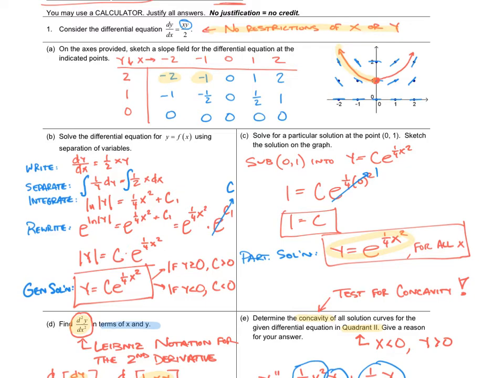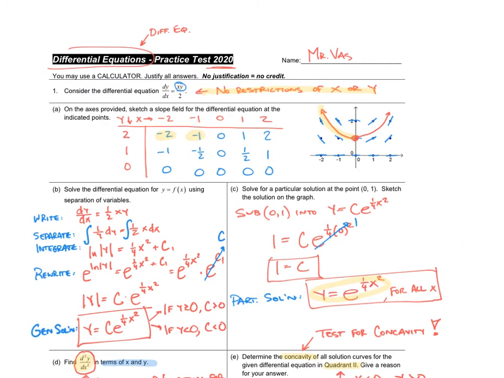Before I go on to page 2 here, I just want to mention one thing. The practice test here says you may use your calculator. Justify all answers, no justification, no credit. We always say those things, but the calculator one is particularly interesting. I'm going to be honest with you. I haven't decided yet whether or not this test is going to be calculator or non.